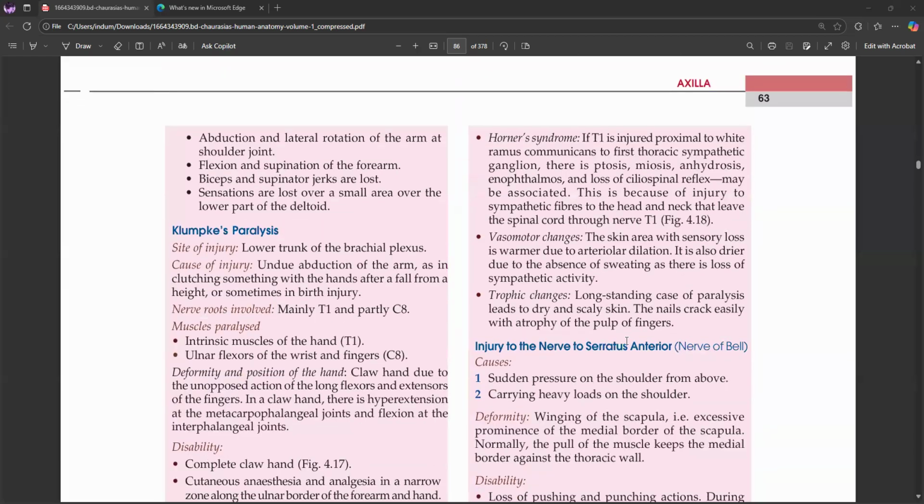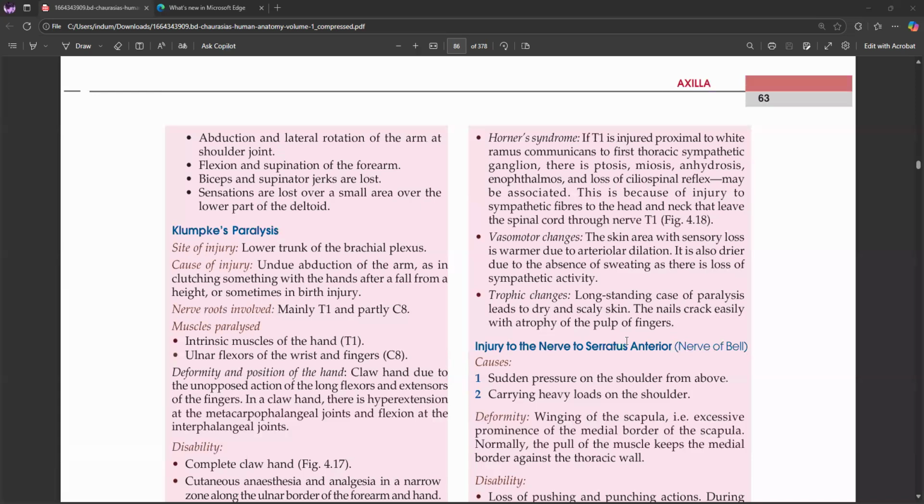Horner syndrome. If T1 is injured proximal to the white ramus communicans to the first thoracic sympathetic ganglion, there is ptosis, miosis, anhidrosis, and enophthalmos, and loss of ciliospinal reflex may be associated. This is because of the injury of sympathetic fibers to the head and neck that leave the spinal cord through the nerve T1, figure 4.18.